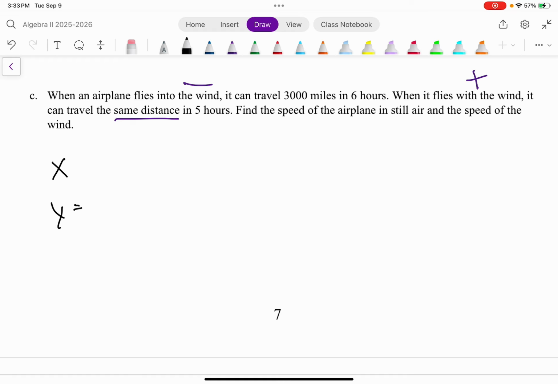Again, define your variables. You get points for this. It's very easy. Even if this is the only part you get, partial credit is better than 0. So always define your variables. I'm going to do speed of the plane and then speed of wind.